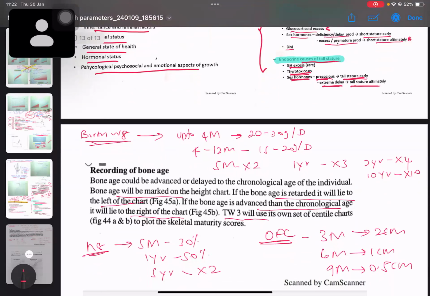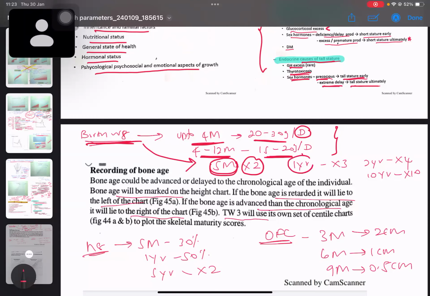Okay, then some MCQ points regarding weight. From birth up to 4 months, there will be 20 to 30 grams per day weight gain. These are the MCQ points that appear again and again in MCQs. From 4 to 12 months of age, the child will gain 15 to 20 grams on average per day. And at 5 months of age, the weight will be double the birth weight.